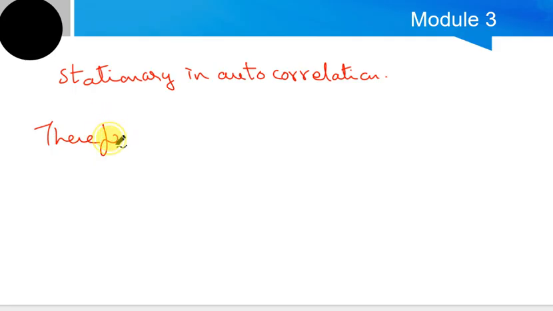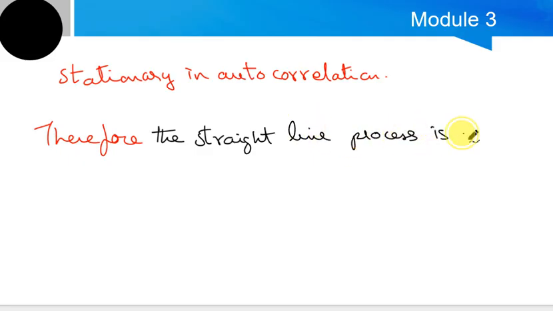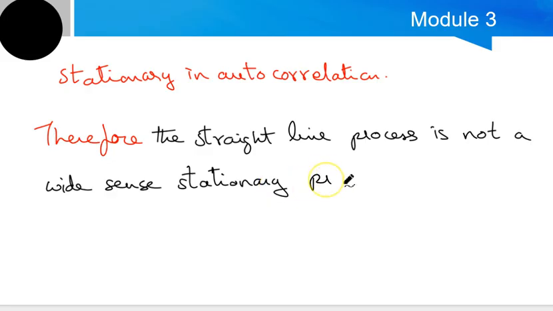Therefore, what can you say? The straight line process, what we discussed now, is not a wide sense stationary process. Therefore, I conclude that it is not a WSS process.